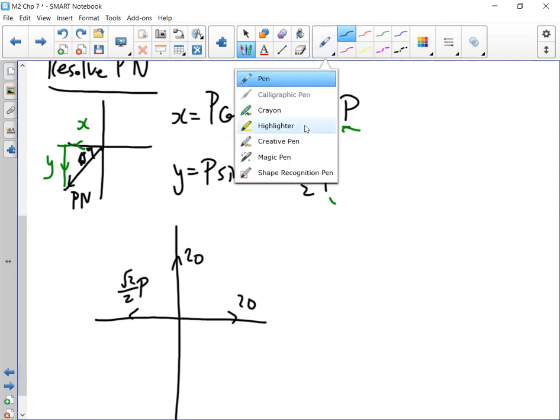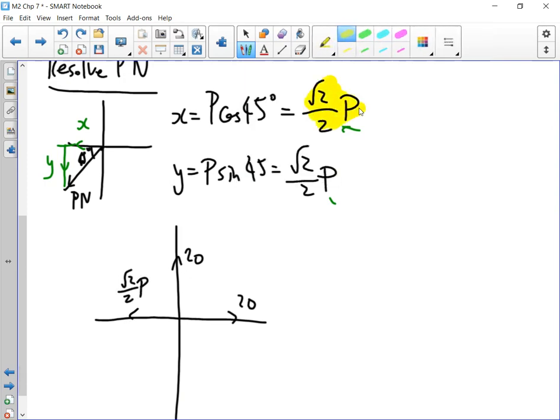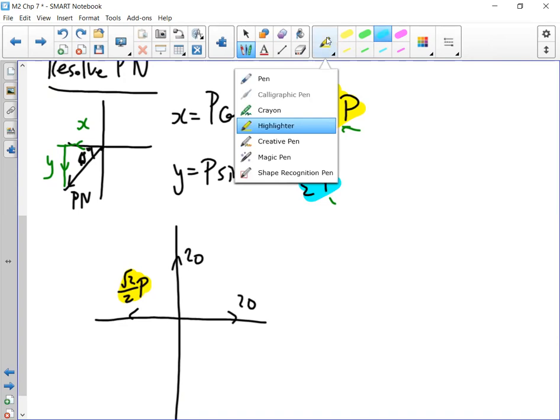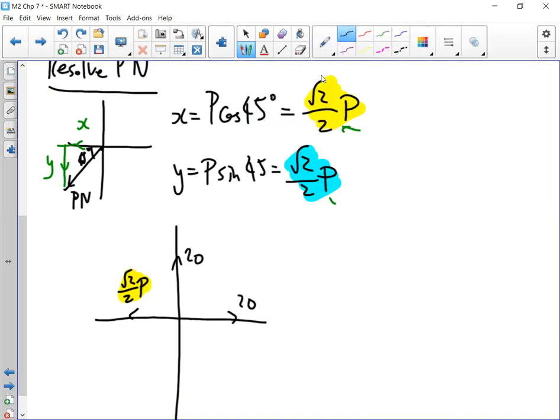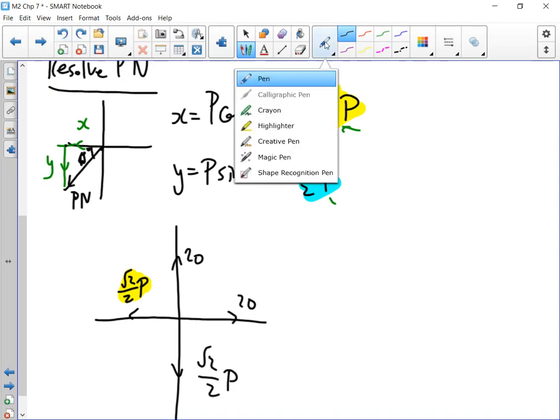So let me do a bit of highlighting. So that's √2/2 P goes here. Now, because that's the x going to the left, this √2/2 P will go, can you guess? It'll be downwards in here. Why? Because y going downwards. So going downwards in here is √2/2 P.